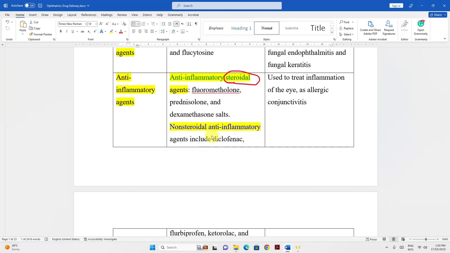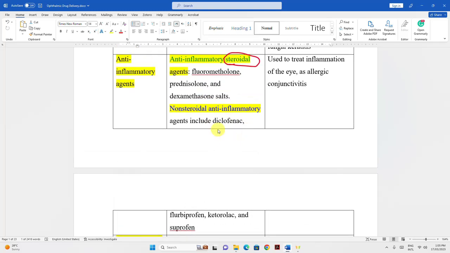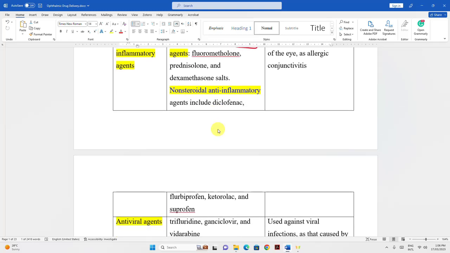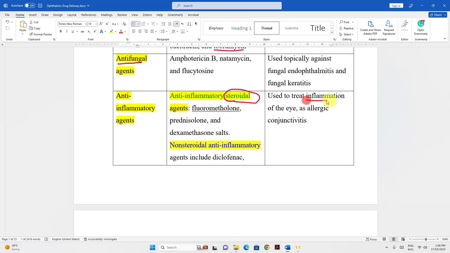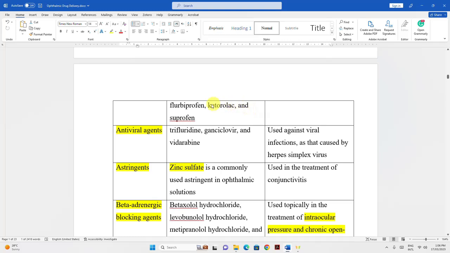And we have non-steroidal anti-inflammatory drugs such as diclofenac, flurbiprofen, ketorolac, and suprofen. These are non-steroidal anti-inflammatory drugs. They are used to treat inflammation and allergic conjunctivitis. We also have antiviral agents in case of viral infection.